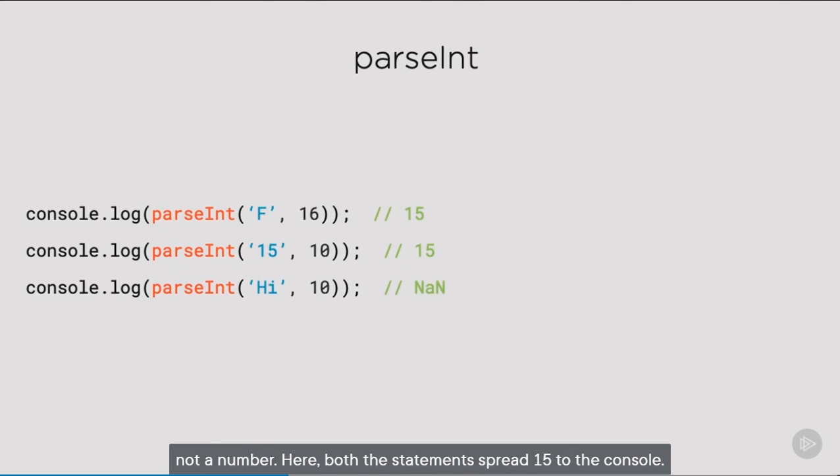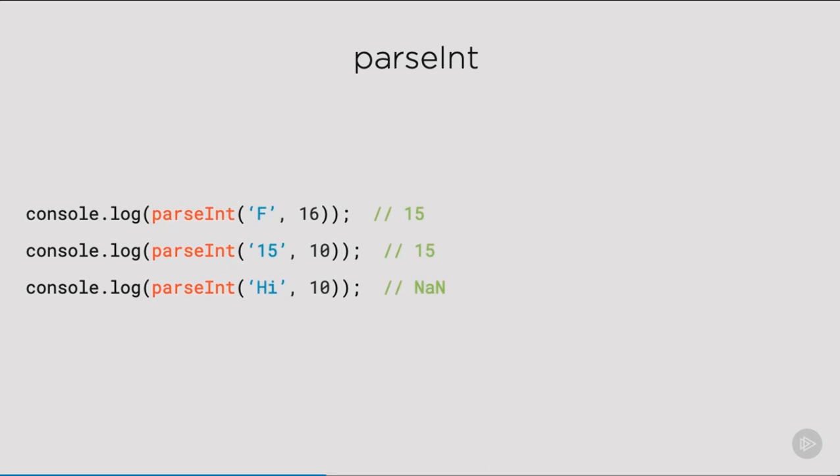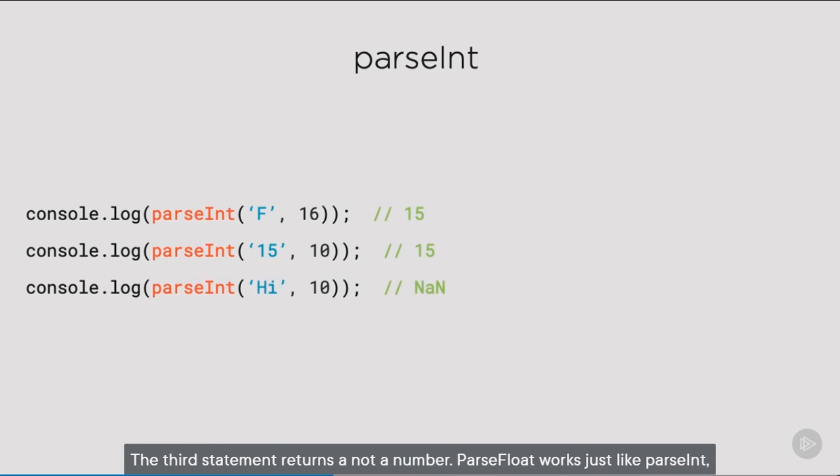Here, both the statements print 15 to the console. The first statement returns the value f in base 16, while the second statement returns the value of 15 in decimal, which is also 15. The third statement returns a not a number.